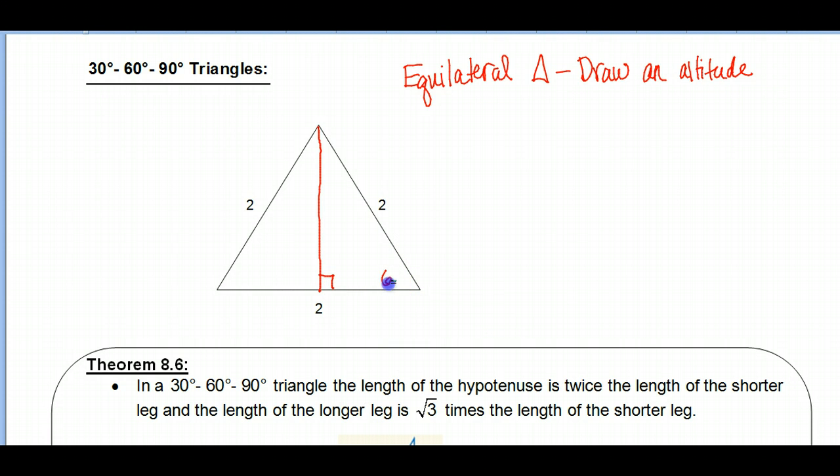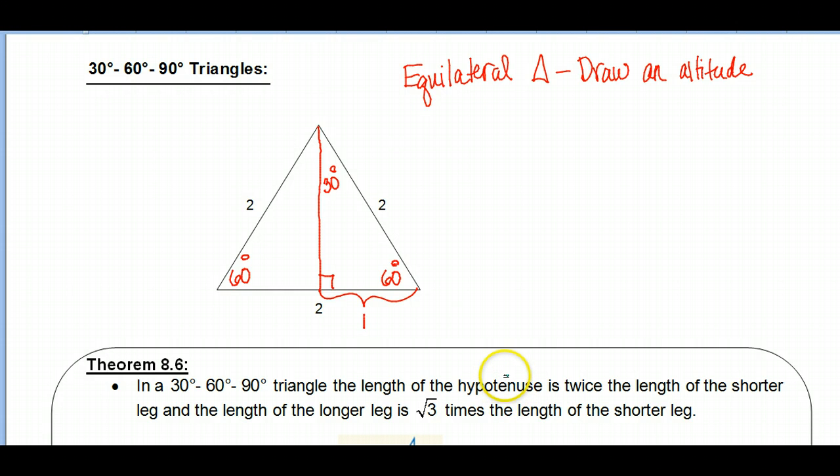We know equilateral triangles are also equiangular, which means they all have the same measure. They're all 60 degrees. So this top angle would also be 60. But I'm only focused on half the triangle, which would make this 30. Now remember, we're cutting it in half. So if the whole side is 2, then that makes this side 1.